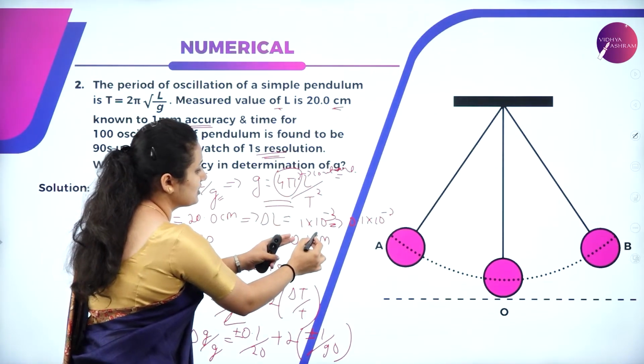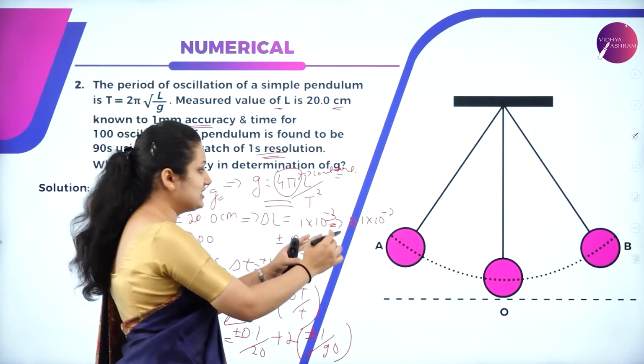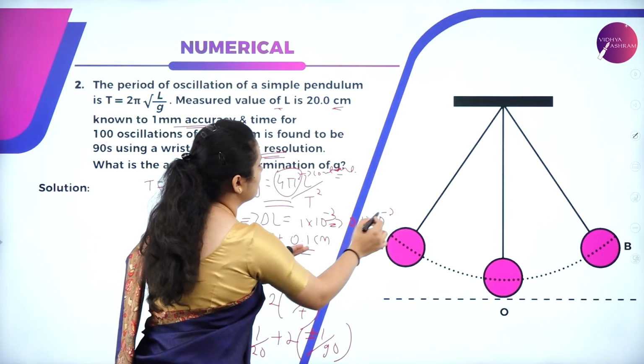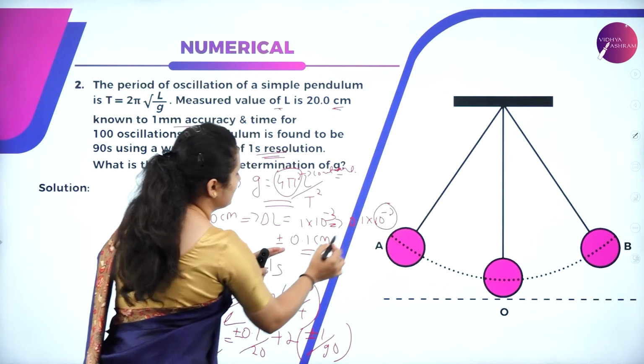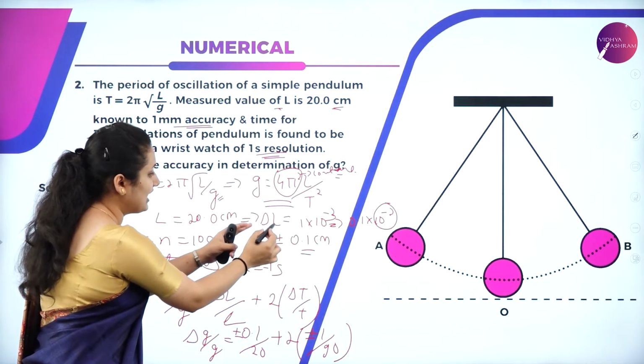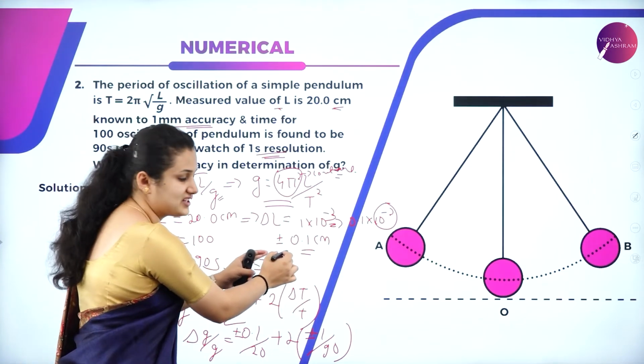How did I do the conversion? Millimeter is 10 to the power minus 3. So 0.1, shift the decimal point by 1. So it will be 0.1 into 10 to the minus 2. Minus 2 is nothing but your centimeter. Since delta L is an error, it is denoted by plus or minus.